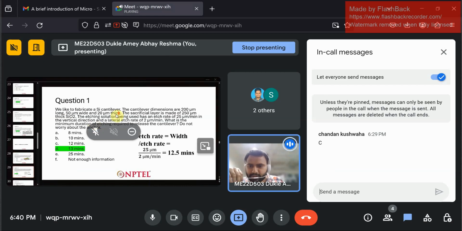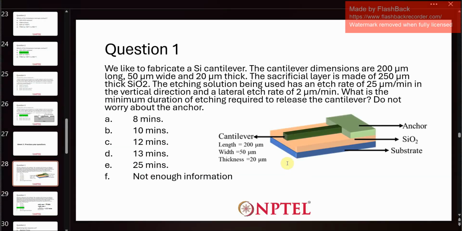So you have this device, a cantilever device, and you have a sacrificial layer. As you can see, follow my pointer. Basically you have this cantilever device, and all you need to do is to release it. So you need to remove the sacrificial layer which is beneath the cantilever. You understand till this point?